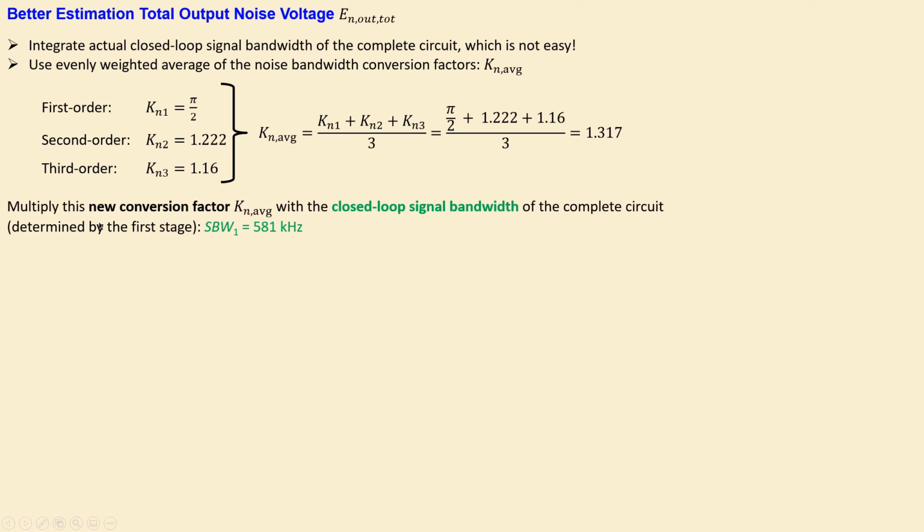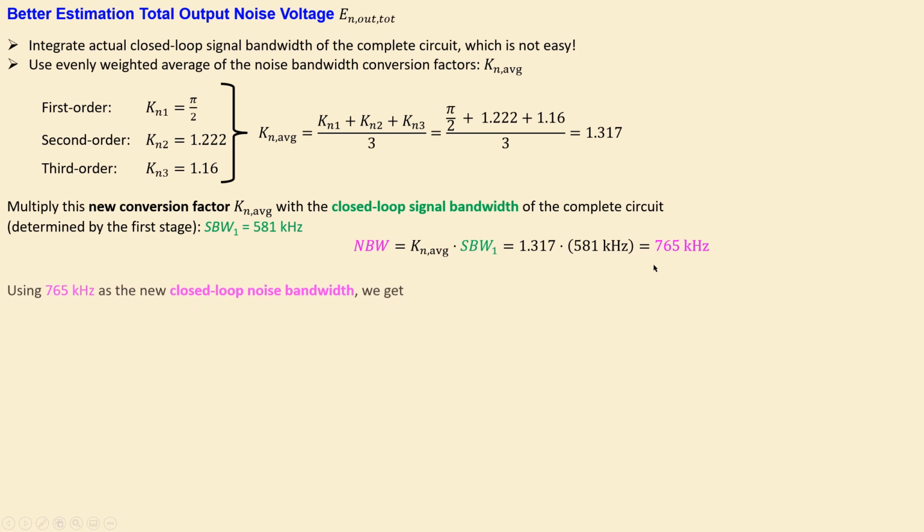Now, if I multiply the signal bandwidth with this new conversion factor, I will have the new noise bandwidth, which is then 765 kilohertz. So it is much lower than the 912 kilohertz we have used earlier in our calculations. That will of course also result in less output noise voltage. So this is the new closed-loop noise bandwidth.